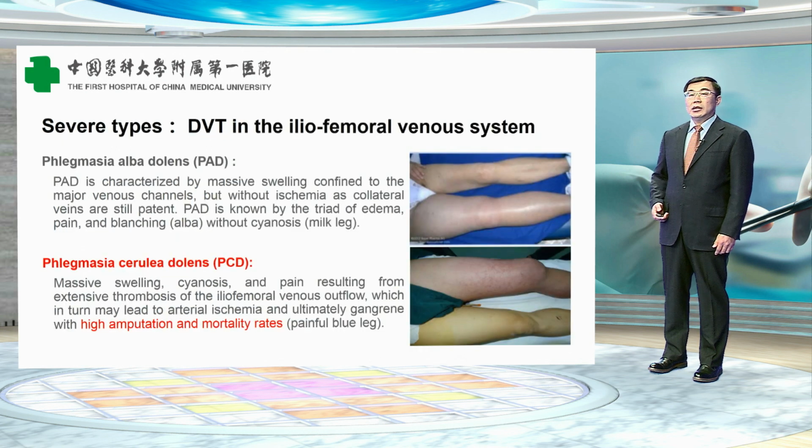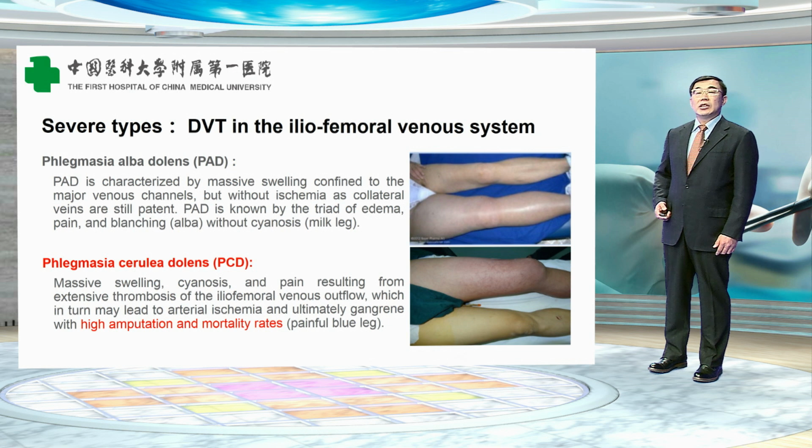This slide shows the severe type, mainly in the iliofemoral venous system. At first, phlegmasia alba dolens is characterized by massive swelling confined to the major venous channel, but without ischemia, as collateral veins are still patent. PAD is known by the triad of edema, pain, and blanching without cyanosis, also called milk leg.